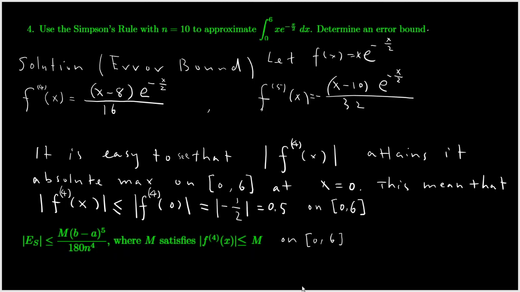Now the value of b, I will write everything down. Now we have m value of 0.5, we have b value of 6, we have a value of 0, and we have n value of 10. These are all the numbers we need in this formula.